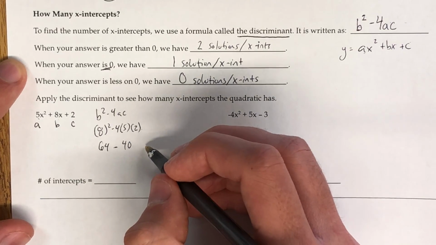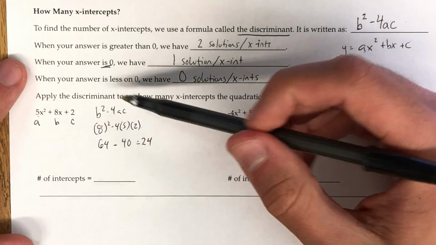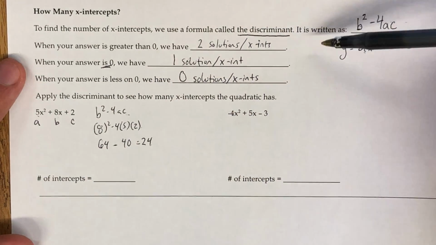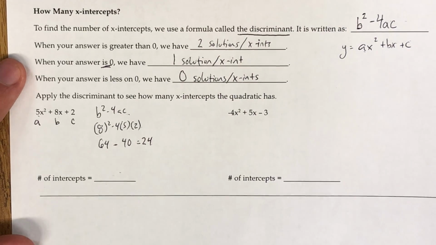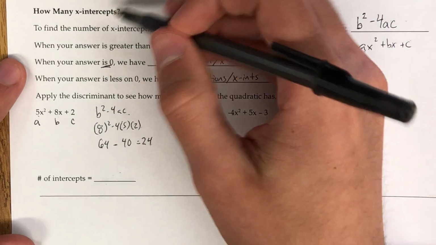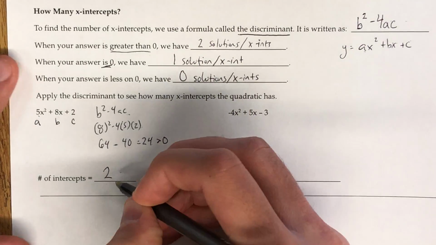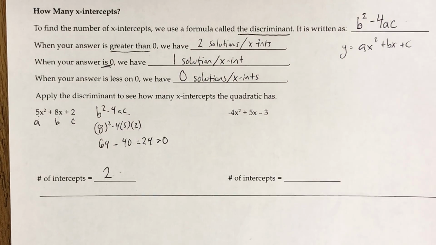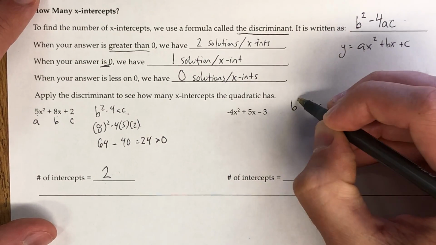64 minus 40, well, that's 24. So when we plug in our values into the discriminant formula, we get 24. That does not mean we have 24 x-intercepts. What it means is 24 is greater than 0, so that means we have 2 solutions or 2 x-intercepts. Okay? Let's try another. So we have that discriminant form, b squared minus 4ac.